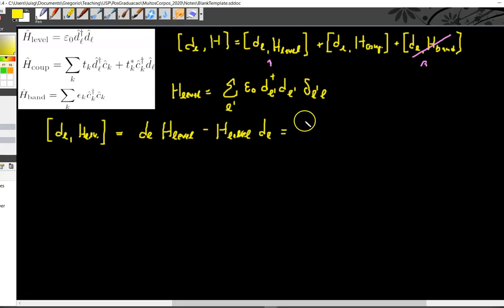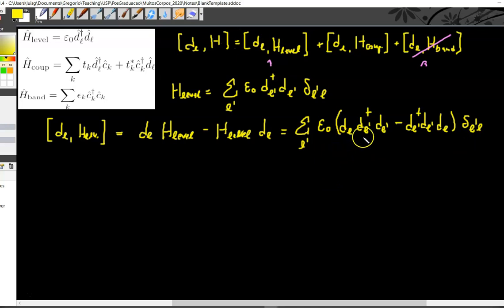Okay, so this is going to be a sum over l prime, epsilon naught, then I'll have d_l, then d_l' dagger d_l'. Same thing here, but minus d_l' dagger d_l' d_l, and there will be a delta l' l here. All right, so this is simply the commutator.